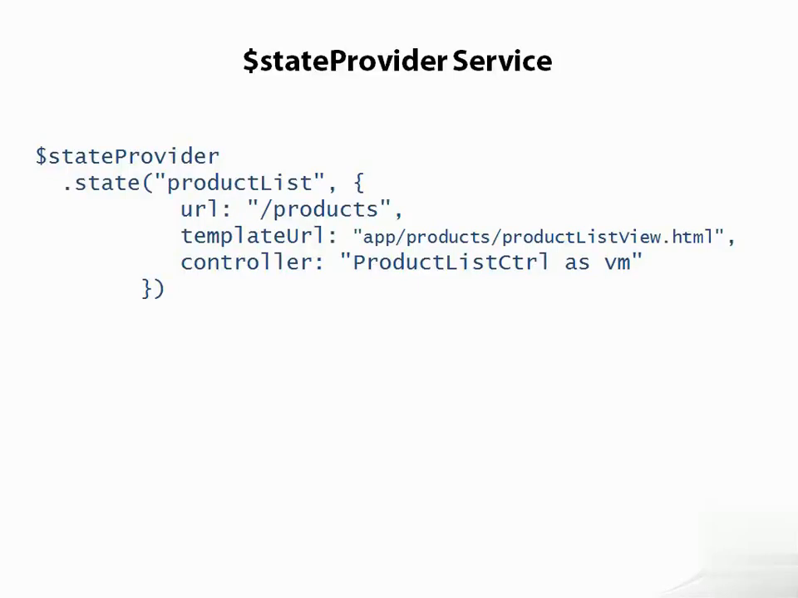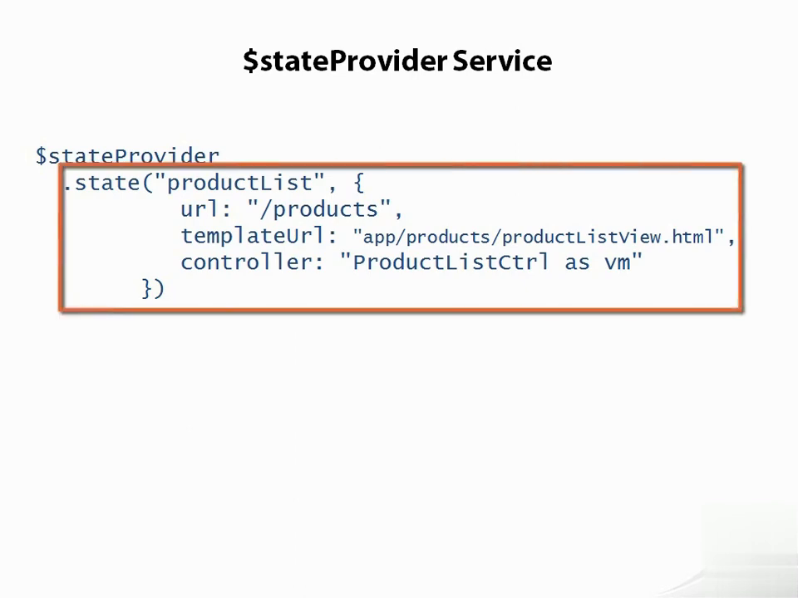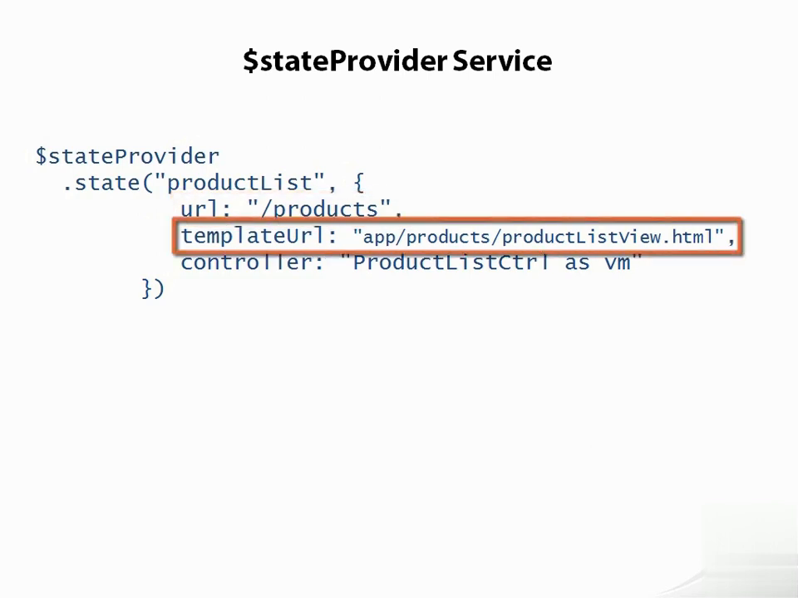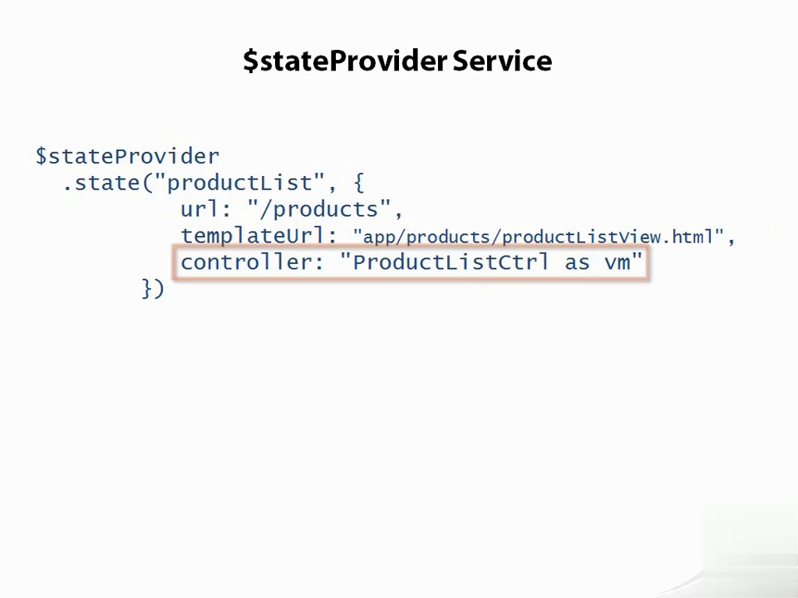In the prior module, we looked at the $state provider service. The $state provider service has a state method for defining a state. Each state includes a name and an object literal. The properties of the object provide the state details. We looked at the basic set of object properties: URL for the fragment identifier associated with the state, template URL for a link to the HTML file containing the view template for the state, and an optional controller.